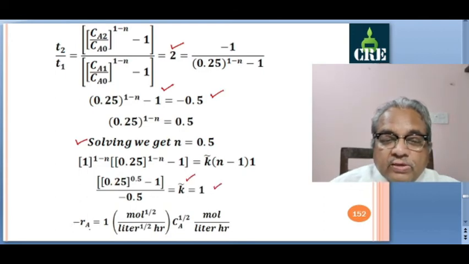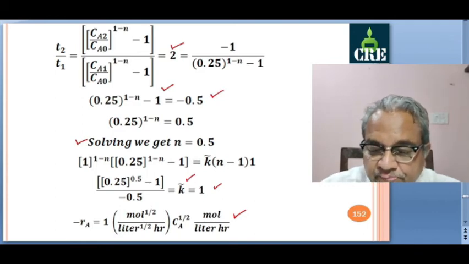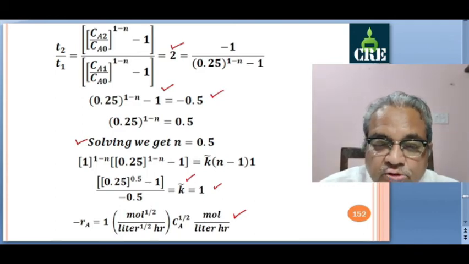So rate law becomes minus Ra is equal to K Ca raised to half. K is 1. So 1 into Ca raised to half. Rate is expressed in moles per liter per hour, and for this half order rate constant, units will be time inverse into concentration raised to 1 minus n. N is half, so 1 minus half is half. So moles raised to half divided by liter raised to half divided by hour. So this is the unit of half order rate constant.